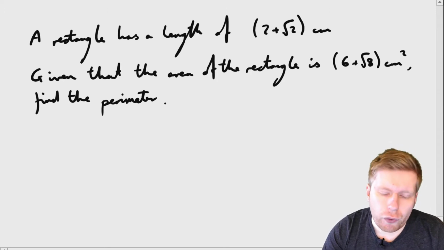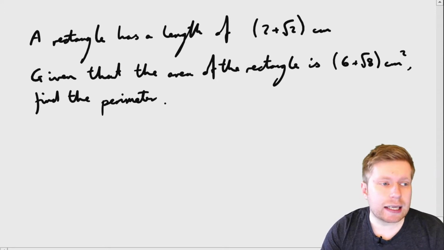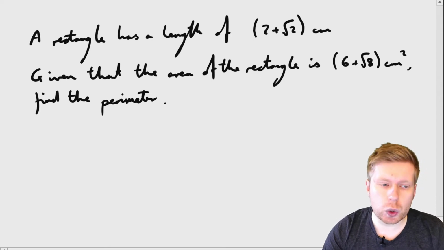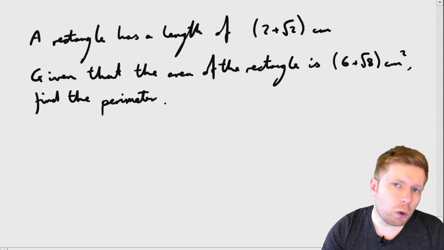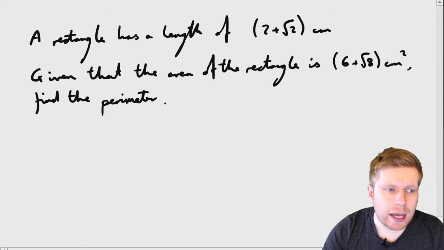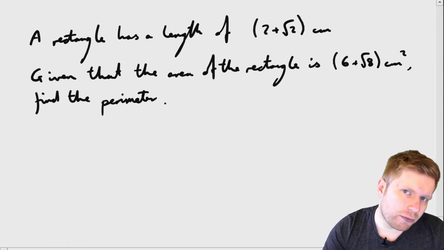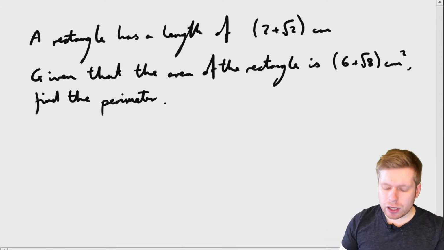So here we have on the screen, a rectangle has a length of 2 plus root 2 centimetres. And we're told that the area of that rectangle is 6 plus root 8 centimetres squared. Can we find the perimeter? So this is how we're going to start.